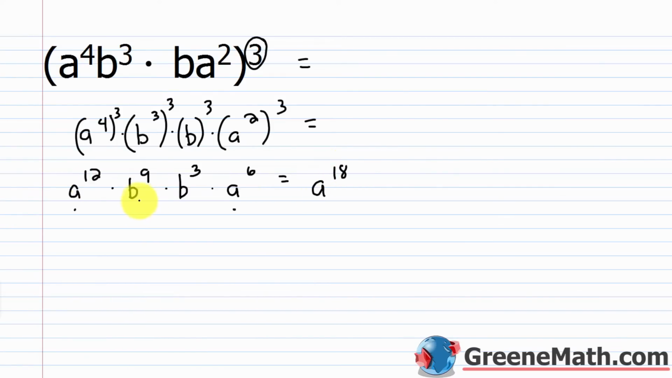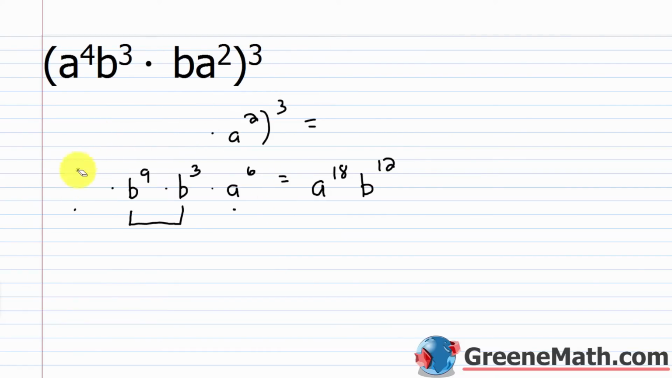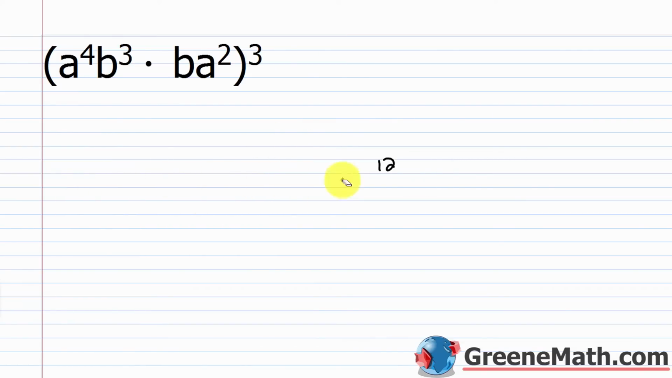And then we're multiplying this by b to the 9th power times b to the 3rd power. B stays the same, and we add exponents. 9 plus 3 is 12. So you end up with a to the 18th power, b to the 12th power. And again, there's other ways that you could have got to that answer. You could have simplified inside the parentheses first. Let's do it that way real quick.